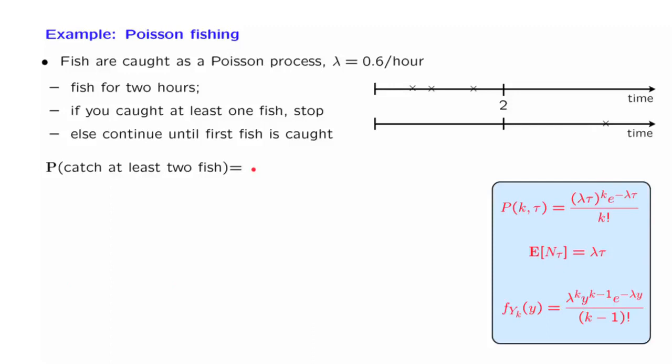The next question is, what is the probability that we catch at least 2 fish? Under this scenario, we catch 1 fish and we stop. Therefore, this scenario must have materialized. The event of catching at least 2 fish is the scenario that from time 0 until 2, we caught at least 2 fish. So we're talking about the probability of catching k fish during a time interval of length 2, where k can be anything from 2 to infinity.